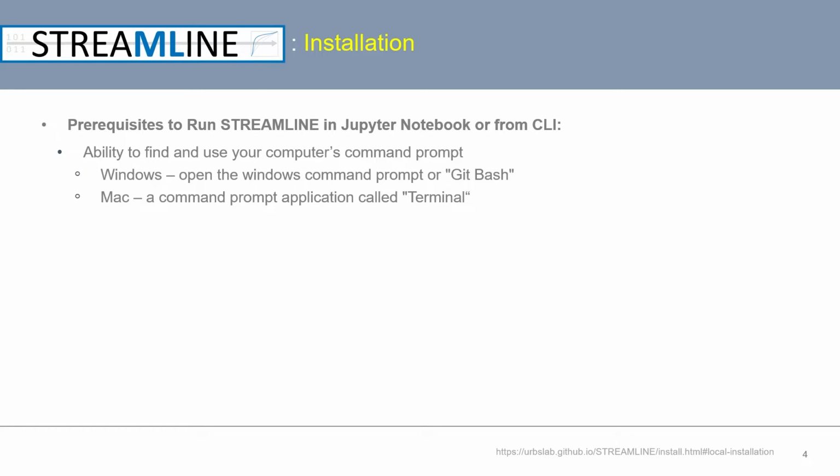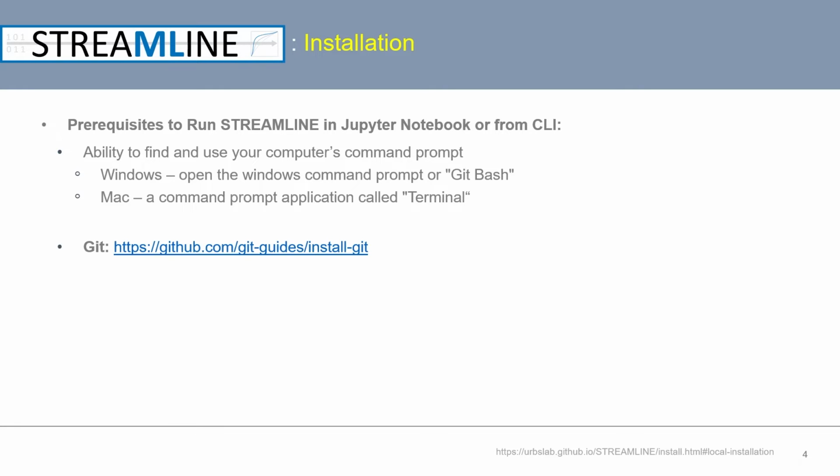Regarding installation, we're going to first cover the prerequisites to running STREAMLINE that are relevant to both the Jupyter Notebook and command line interface run modes. First, you'll need to be able to find and use your computer's command prompt. For example, in Windows, you can open the Windows command prompt or use git bash. And in Mac, you can use the command prompt application called Terminal.